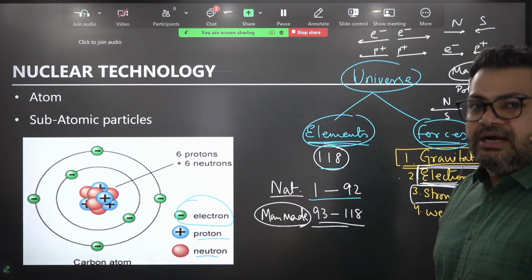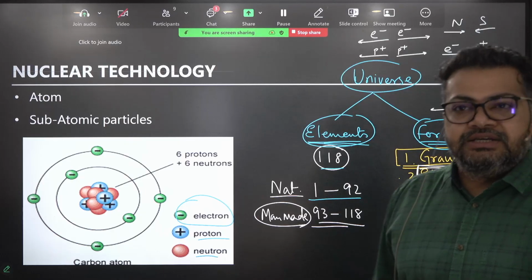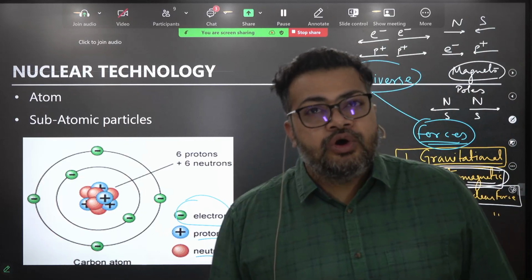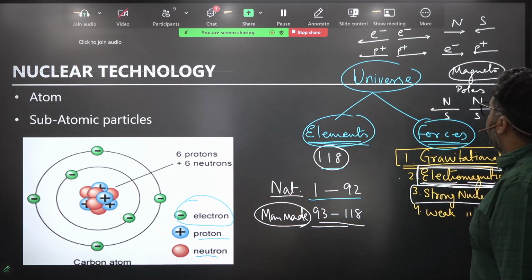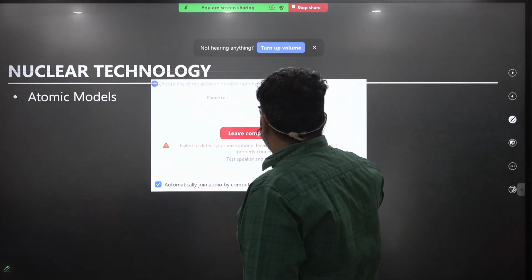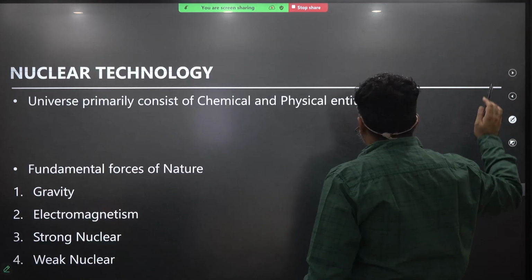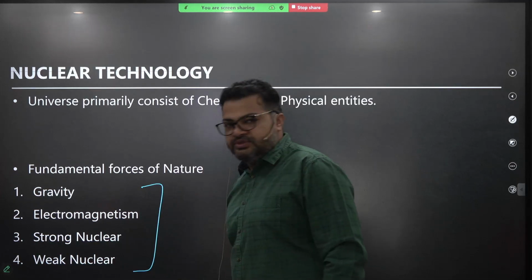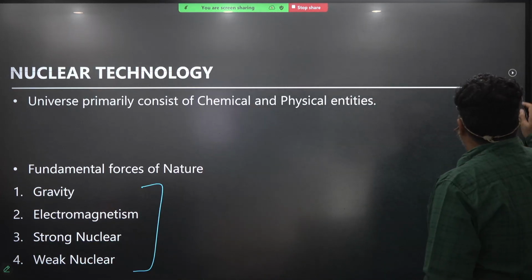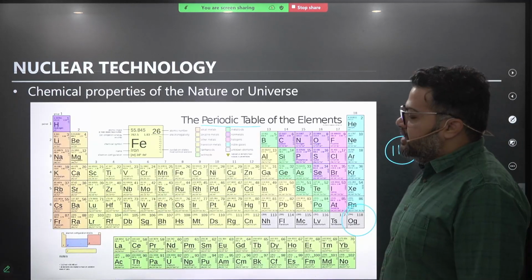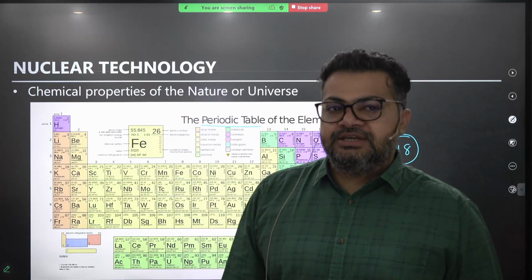Now let us go further and discuss the topic beyond this, and please write down strong nuclear force. Please write down, guys, strong nuclear force. So these are the four fundamental forces: gravity, electromagnetism, strong nuclear, and weak nuclear. And now the discussion is on. So this is the periodic table, right? Strong nuclear force. Let us start, guys.